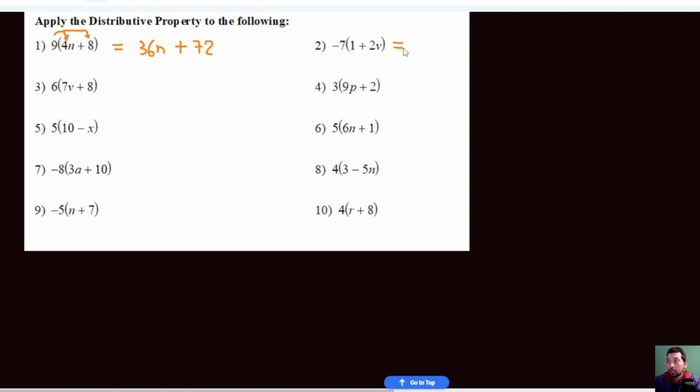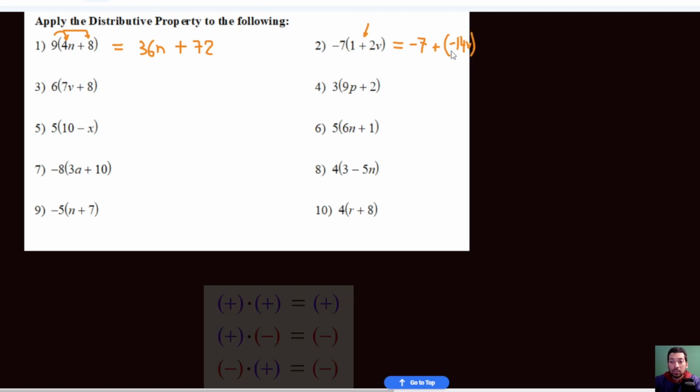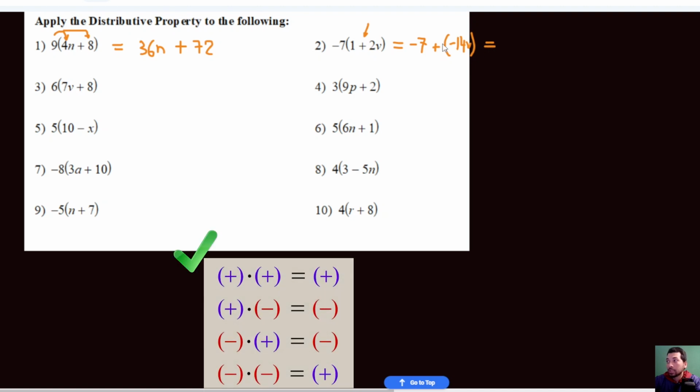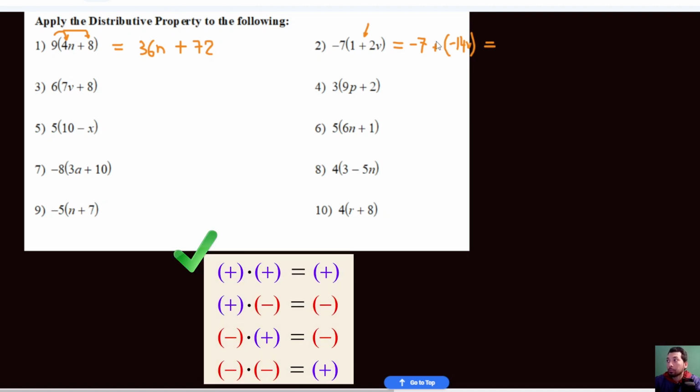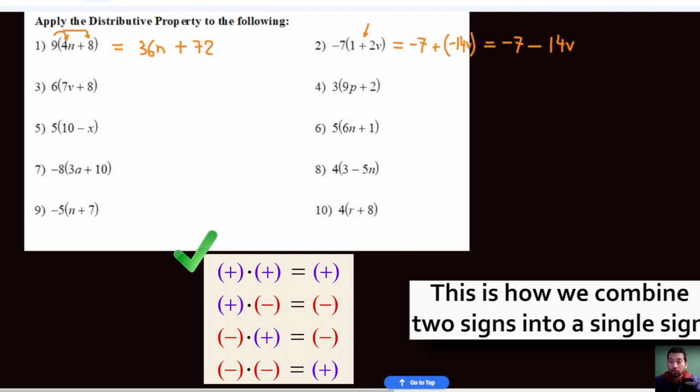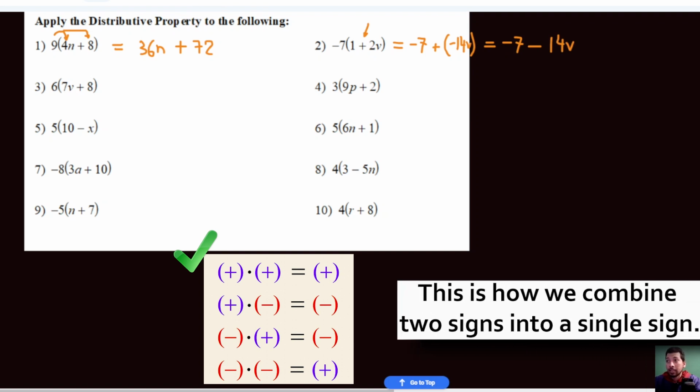Number 2, we have -7, open parenthesis, 1 plus 2v, close parenthesis. So -7 times 1, that is -7. -7 times 2v, that is -14v. Now we see that we have this plus sign over here. You can write this plus sign first, and then this -7 times 2v, which is -14v. Now we can distribute the two signs. Distribution again means multiplication. So when you do plus times negative, that becomes minus. So -7 minus 14v. And we combine the signs into a single sign.